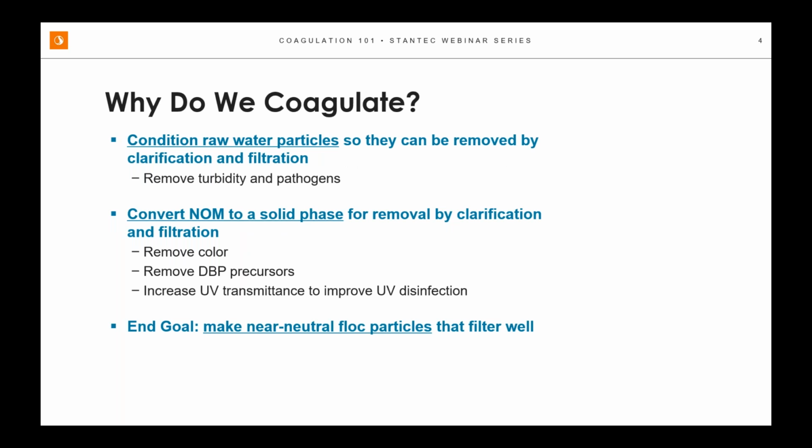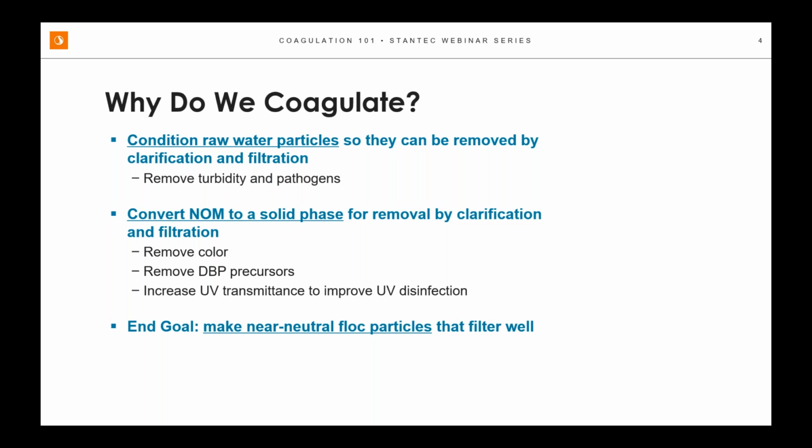So if we think about why do we coagulate, there's really two reasons. And the first one is the classical reason. We're going to condition the raw water particles so that they can be removed by clarification and filtration. So we're going to take away their negative charge, neutralize their charge so that they can be removed. Why we do that is because the particles in turbidity, they're a surrogate for the pathogens that we're trying to remove. So that's job one. That's where you're getting your pathogen reduction credits for chemically assisted filtration.